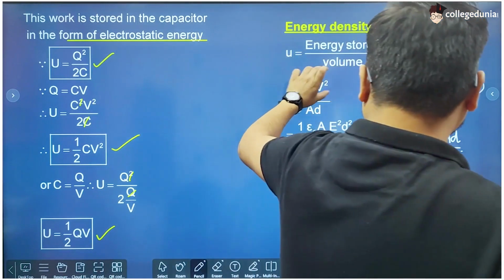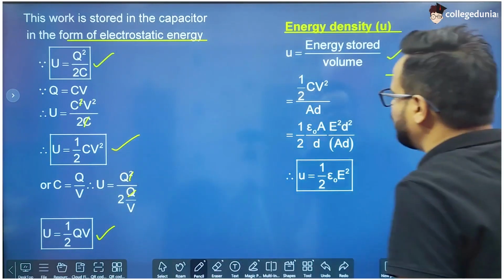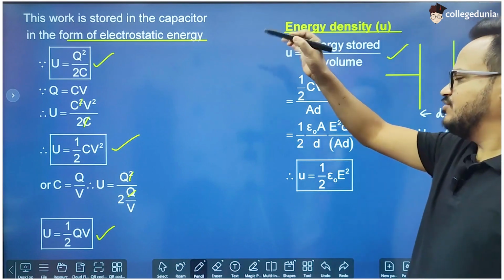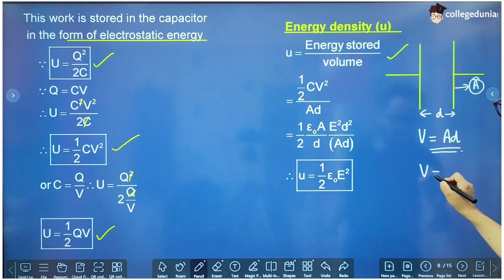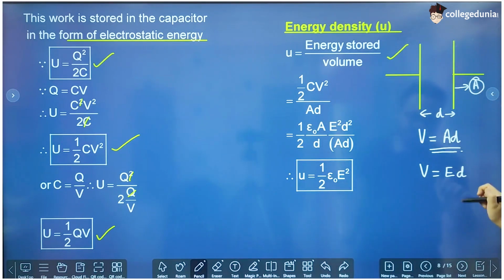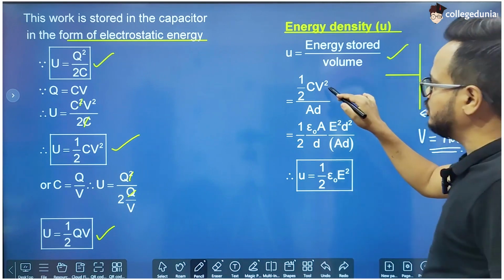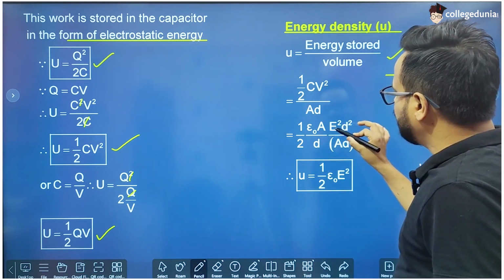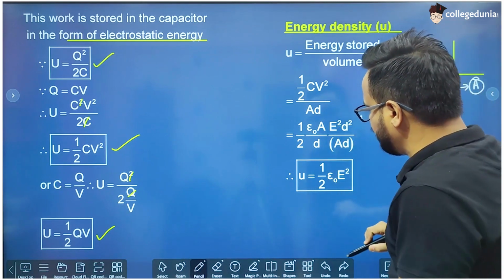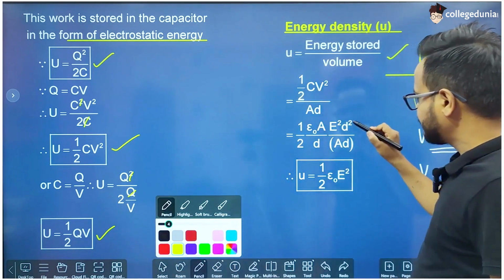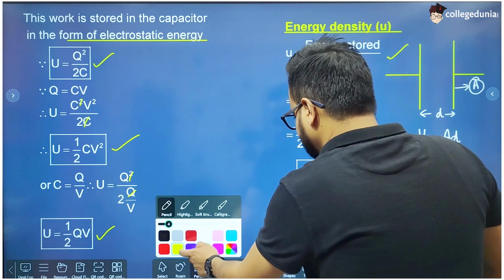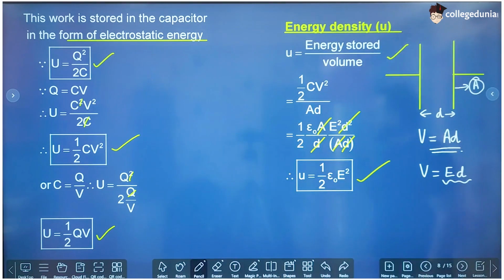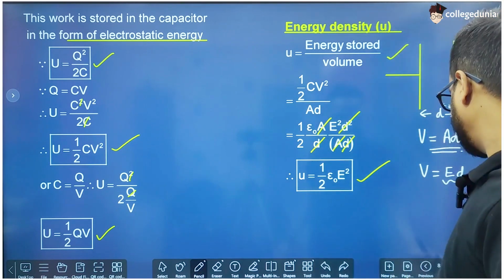Energy stored in the capacitor is half CV square. This is the formula, half CV square divided by AD. And C we have just derived is epsilon naught A by D. And V, by the concept of potential gradient, we have already discussed this formula, V equal to E into D. So in place of V, we put E into D. So V square becomes E square D square. So here we have 2 D's and 2 D's, 1 A and 1 A, these all cancel. So energy density is half epsilon naught into E square. Right? Okay.